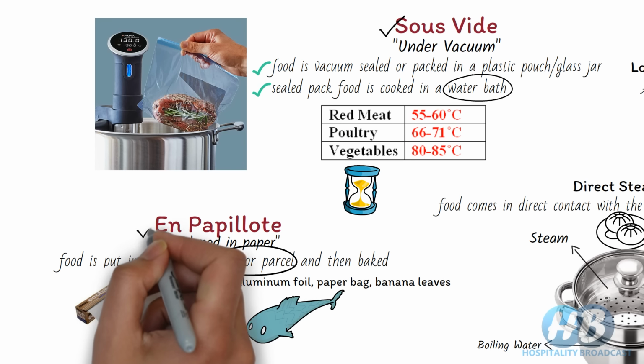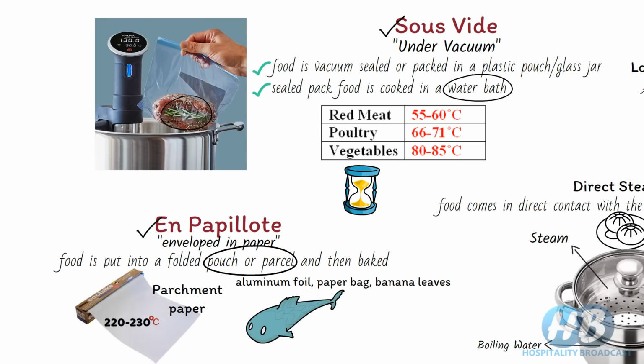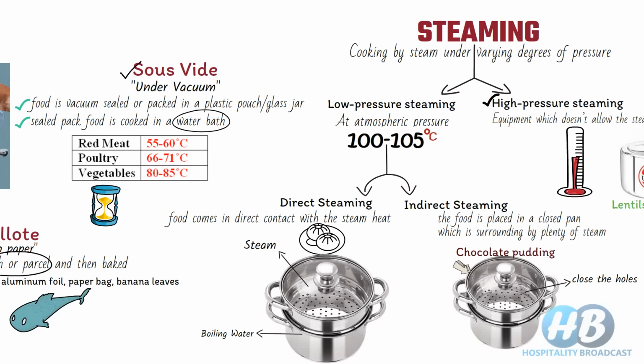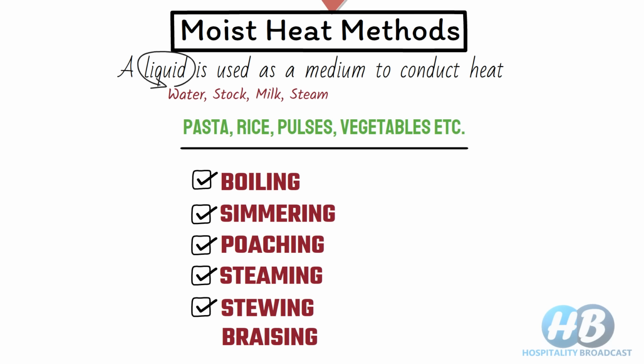Note: in both methods, herbs, seasoning, spices are added before packing. Now I hope the concept of steaming is clear to you. Now let's move to our next method, that is stewing.